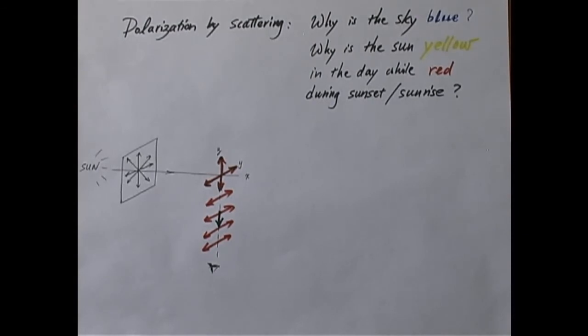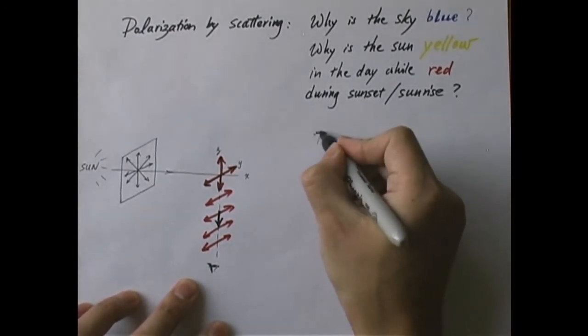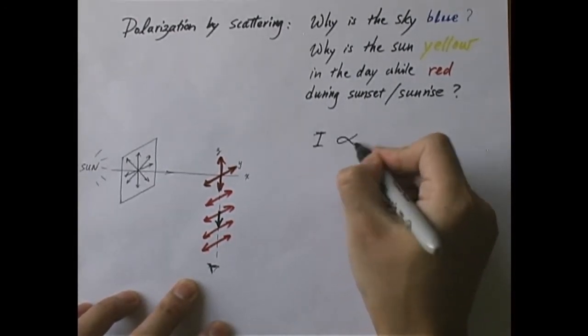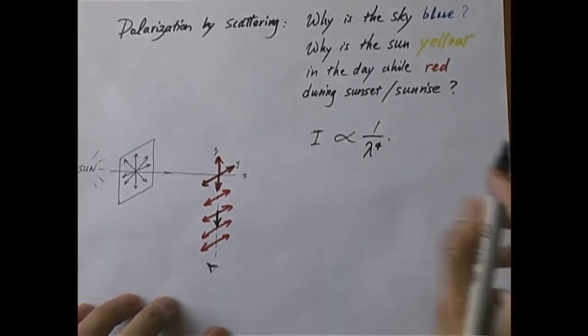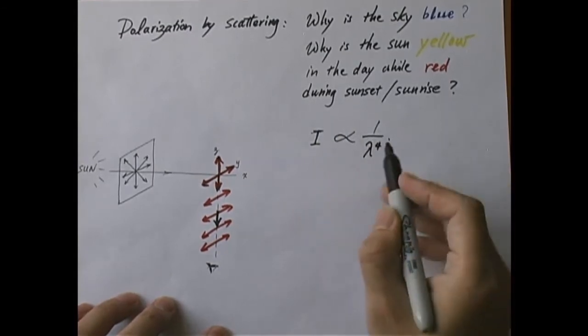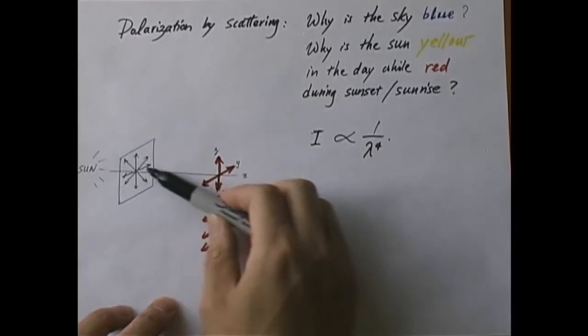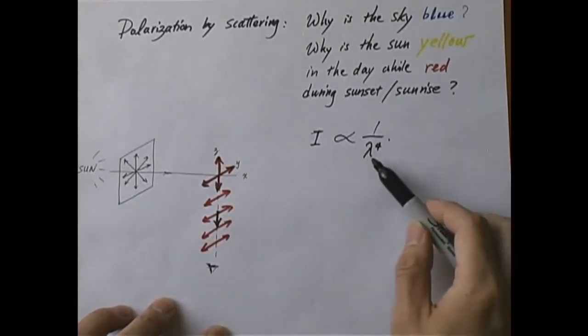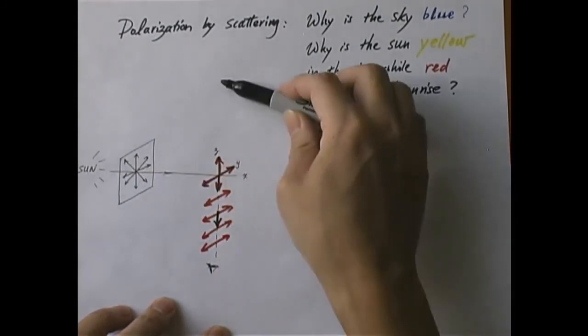It turns out that scattering is more prominent for shorter wavelengths. The intensity of the scattering goes like 1 over lambda to the power 4. Now we're not going to do the calculation here, but it can be proven. That means for different wavelengths or different colors from the sun, those with shorter wavelengths get scattered more greatly. Scattering brings the light in sideways.